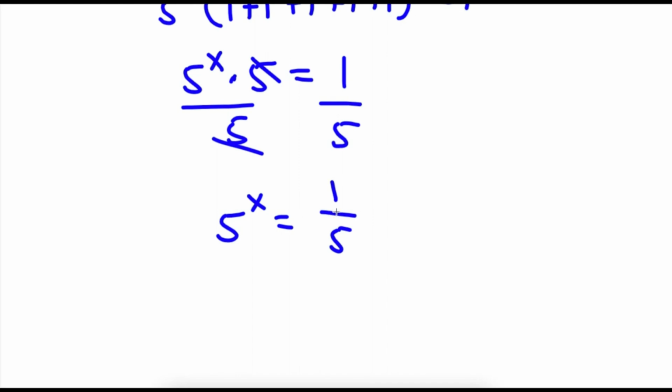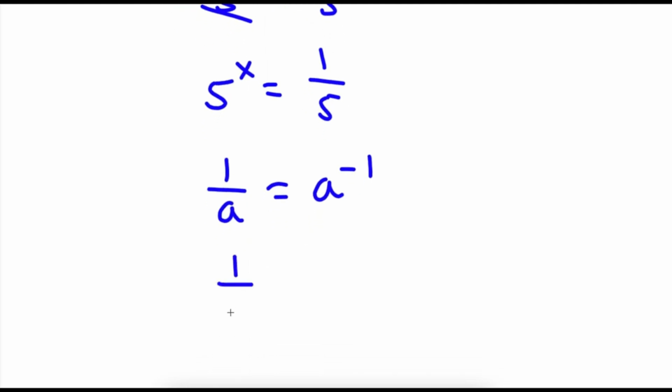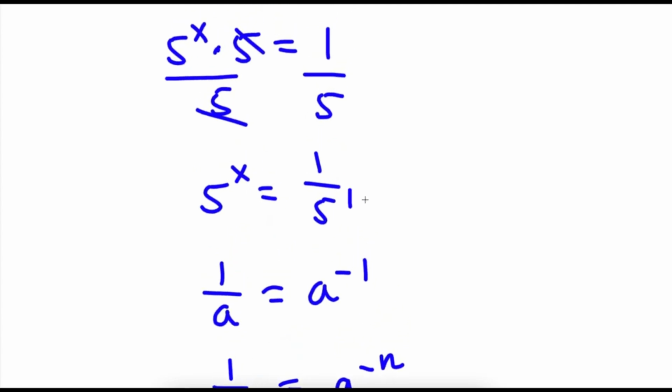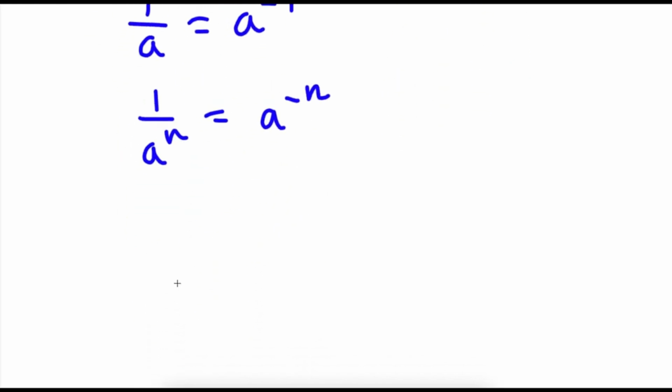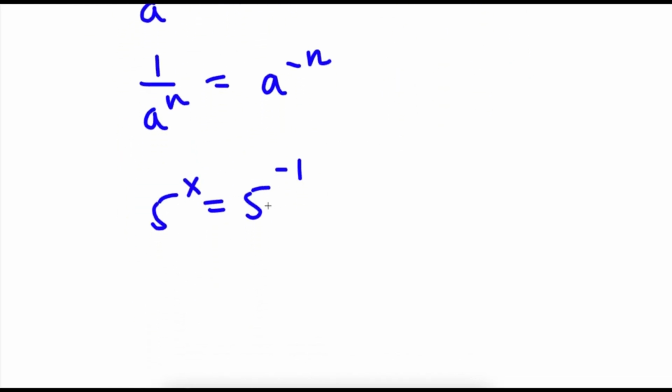Now, let's say we have 1 over a, this is the same thing as a to the power of negative 1. Or let's say we have 1 over a to the power of n, this would equal a to the power of negative n. So in this case, 1 over 5 is the same thing as 5 to the power of negative 1. So now I have 5 to the power of x is equal to 5 to the power of negative 1.